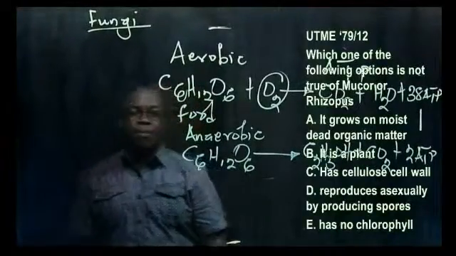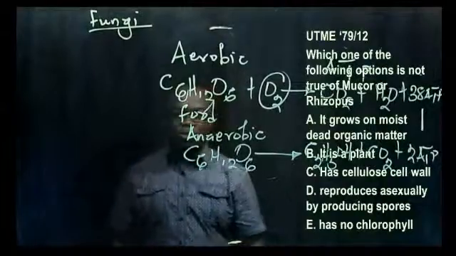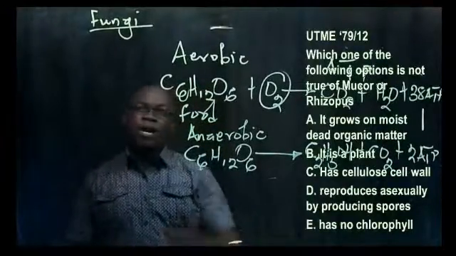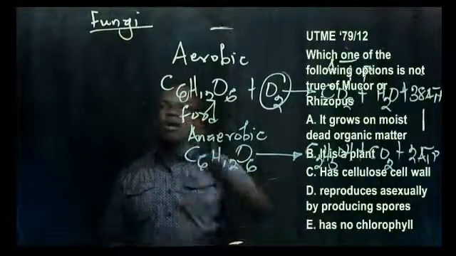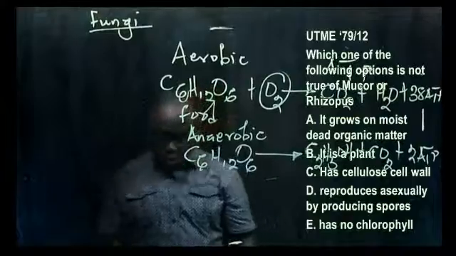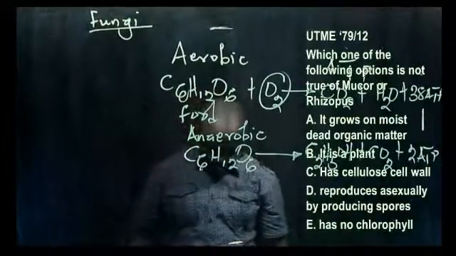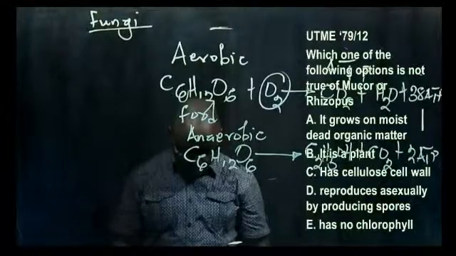Basically in biology we have 5 kingdoms of living things. We have the kingdom Monera, we have the kingdom Protista, the kingdom Fungi, the group to which the mucor and the rhizopus belongs, the kingdom Plantae, and the kingdom Animalia. So the question reads, which of the following options is not true of mucor or rhizopus?